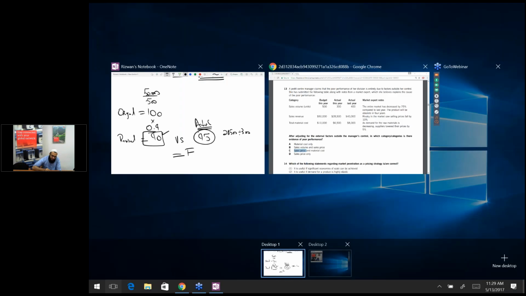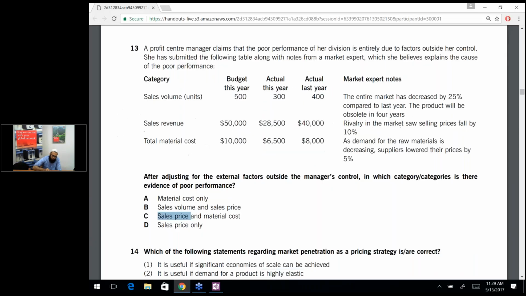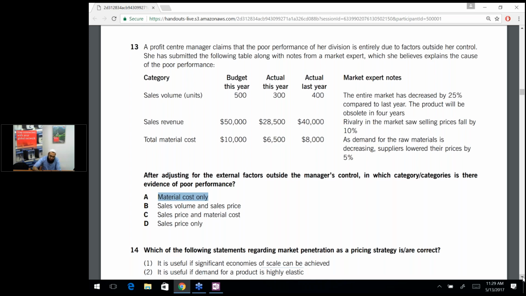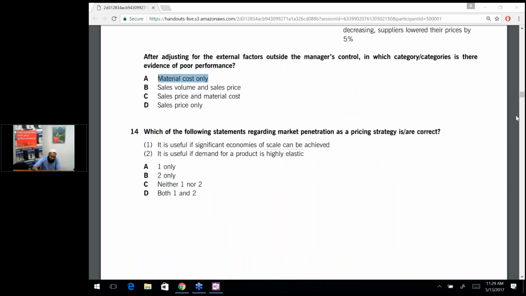So it's clear now. In selling price, there is no poor performance, so option A is the final answer. No need to calculate volume. No need to bother to look at B or D. The answer is A. Like the technique? A quick feedback, please. Come on, you got it. What the shortcut is?